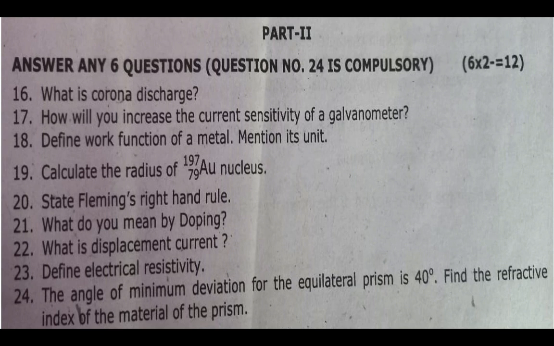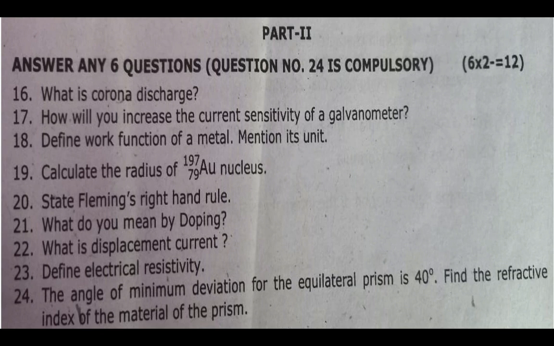Question number 19. Calculate the radius of 79 AU197 nucleus. Question number 20. State Fleming's right-hand rule. Question number 21. What do you mean by doping? Question number 22. What is displacement current? Question number 23. Define electrical resistivity.